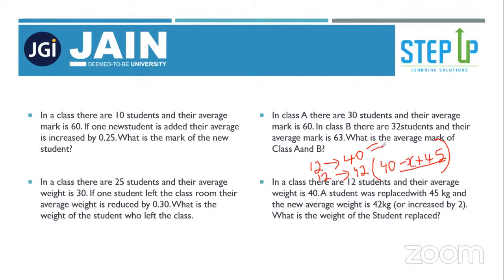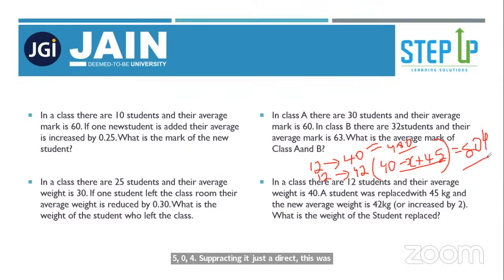Yes. So here it is 480. Here it is 504. Subtracting it, just a direct calculation. This was the third method which I'm supposed to teach you. So 504 minus 480, you get 24, and it was replaced by this person. So that is why it changed: 24 minus 45 gives 21. That's it.